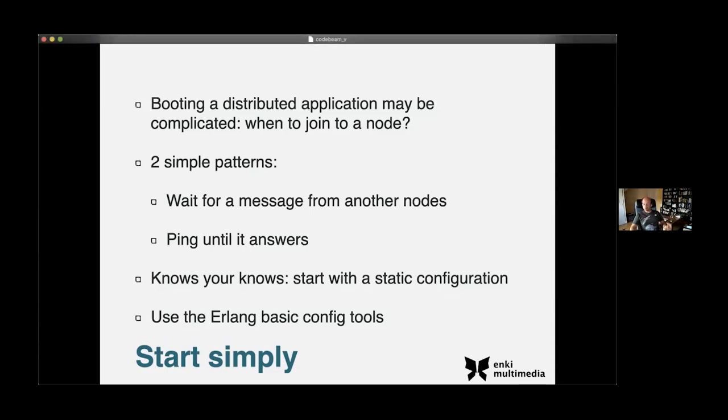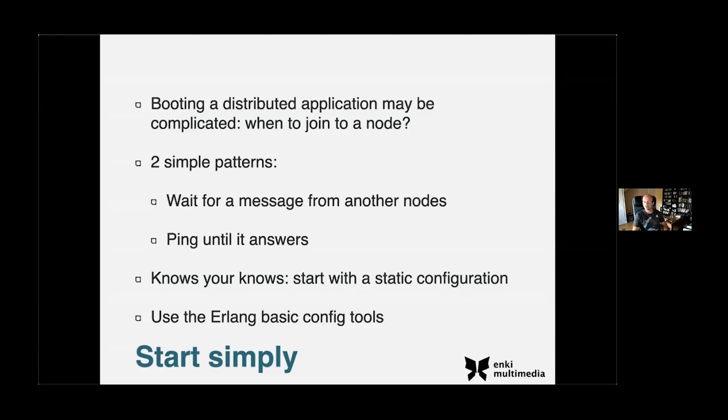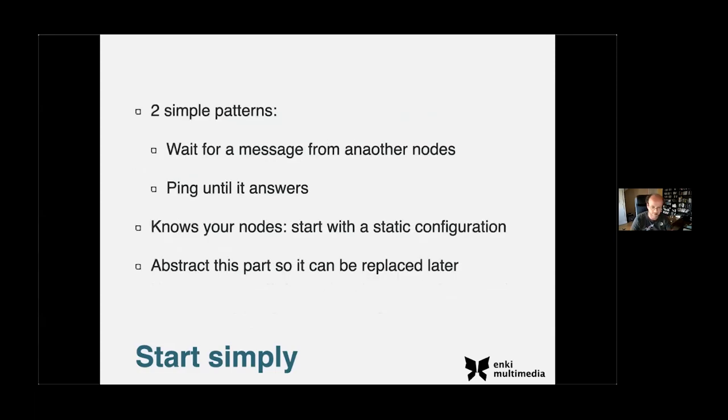There is a typo there. Know your nodes. Don't start by introducing discovery in your application. Introducing discovery using EPMD, etc., or Erlang LEAP P2P, or any other node discovery library is fine, but do it later. For the start, just start with a static configuration, a static list of the nodes you want to have in your cluster. Then for your MVP, you can add that static list to your deployment tool very easily. And don't try to use any file or any other YAML or any other thing for the configuration. Just start with the config, Erlang basic tools for that.